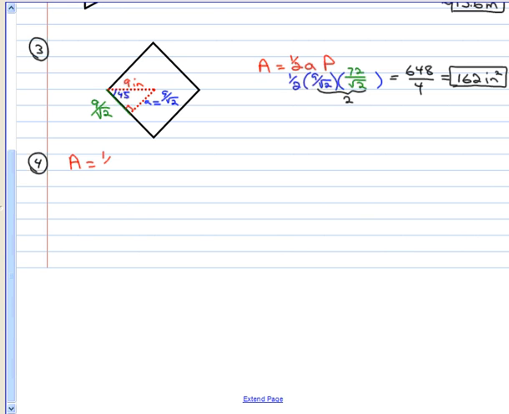Area is 1/2, tell me the letters, or the words. Apothem times perimeter. So area is 1/2. Do I know the apothem? 6. How about the perimeter? 5 times 8, 40. What's half of 6? 3. What's 3 times 40? Was it in feet? Feet squared.